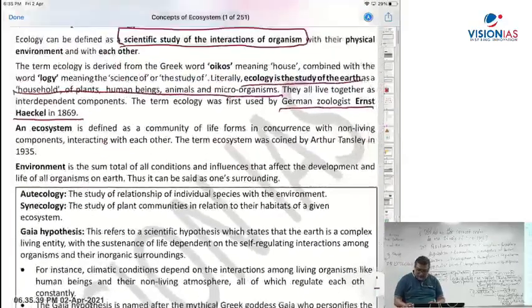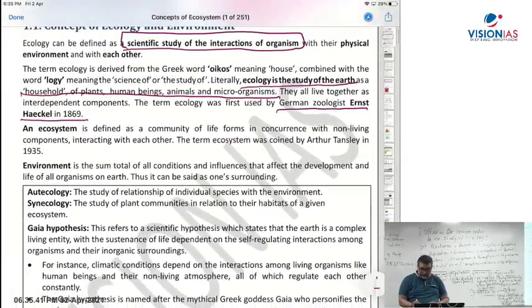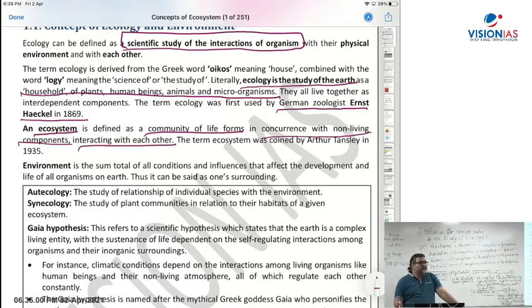The person who defined ecosystem, if you now look at ecosystem, is the community of life forms. All types of biological communities, in concurrence with the non-living components of the environment and the interaction with each other. This is called an ecosystem. A forest is an ecosystem, right? A lake is an ecosystem. That's where the ecosystem comes.